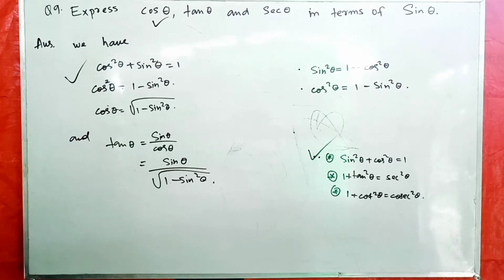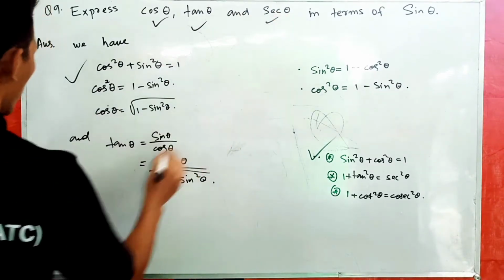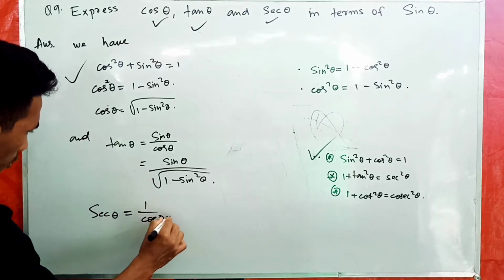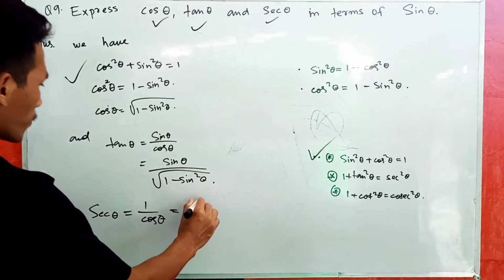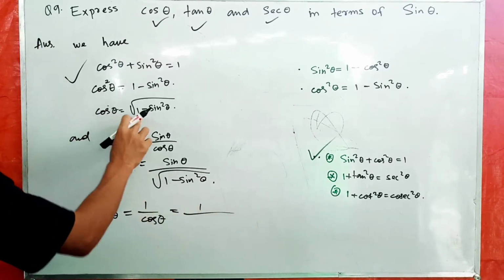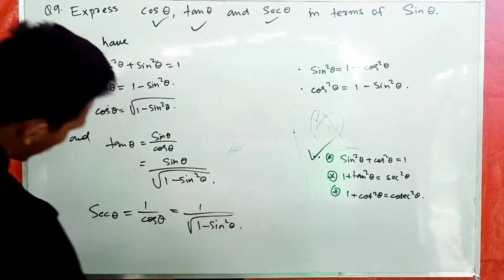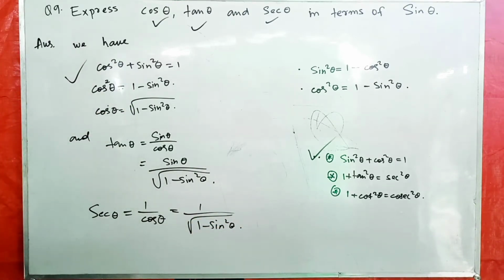Okay, now we're left with sec theta. Sec theta, cos theta. Okay, 1 by cos means what is the value of cos theta? Root over 1 minus sin square theta will be your answer.